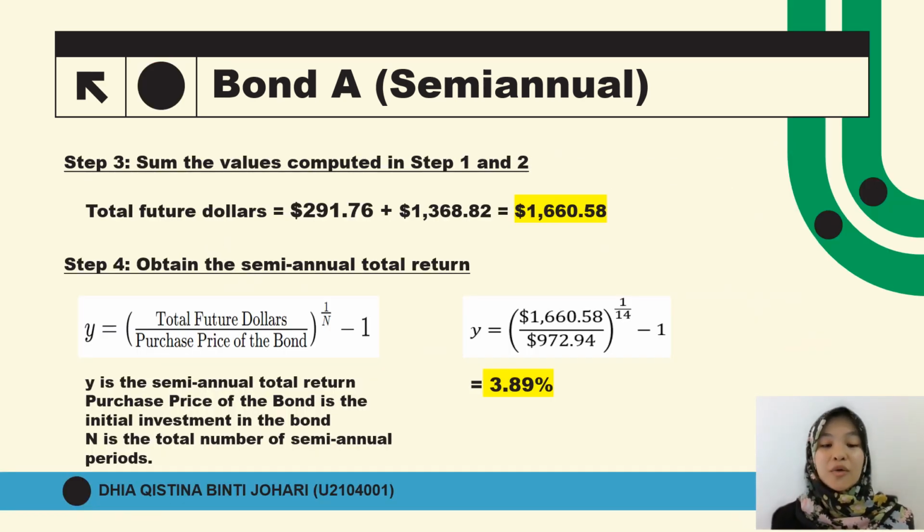Continue with step 3, which is just adding the answers in step 1 and step 2, which results to $1,660.58. And we'll continue with the last step, which is to obtain the semi-annual total return. So we just jot down and use the formula, and it states that N is the total number of semi-annual periods, and it is 14, which was already calculated in the previous step, and the answer results to 3.89%.